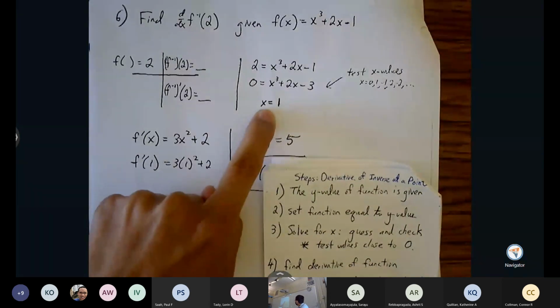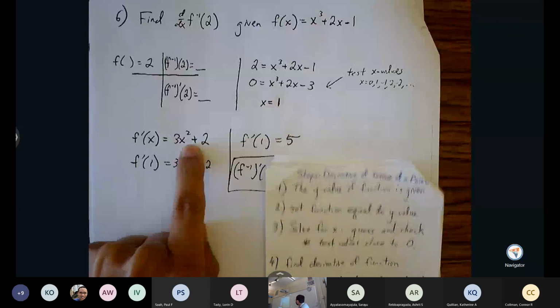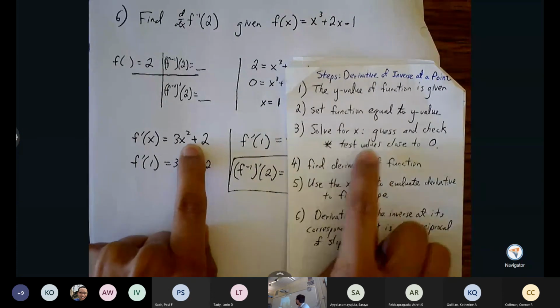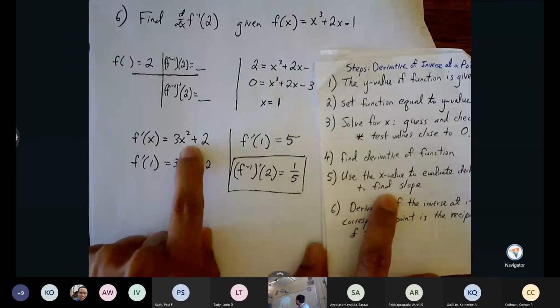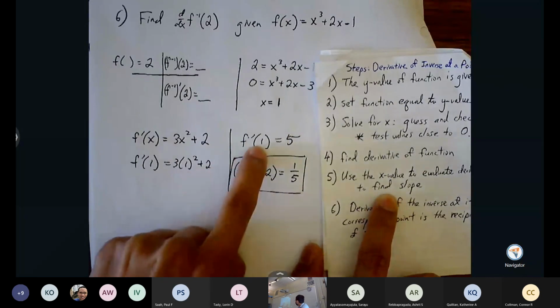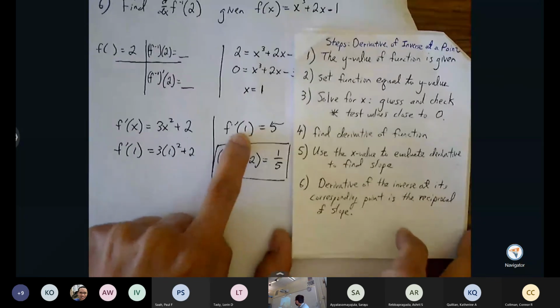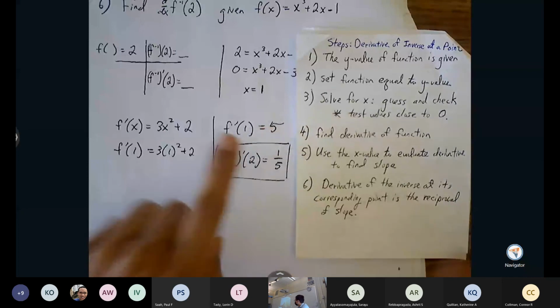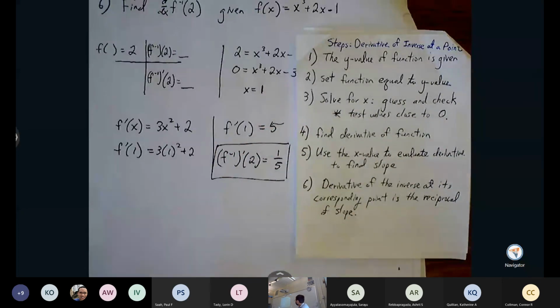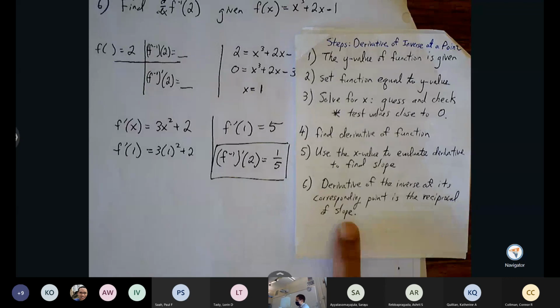That number is going to be important later on because we're going to find the derivative of the function. And that's going to help us get to the slope. And if I find the slope is 5, that's really going to allow us to get to our answer, because the slope of the function at a point is going to be the reciprocal of the slope of the inverse at its corresponding point. So we just take the reciprocal of the slope.